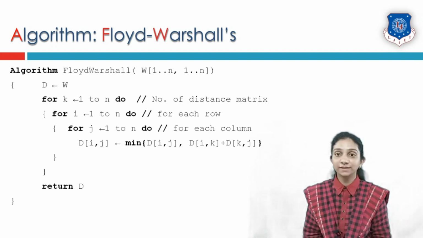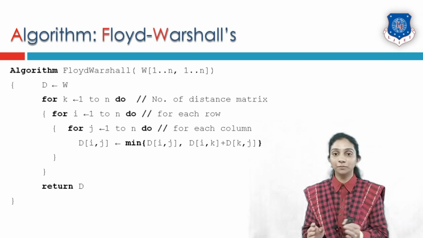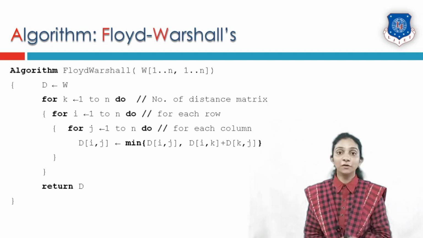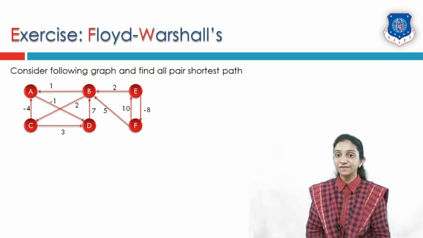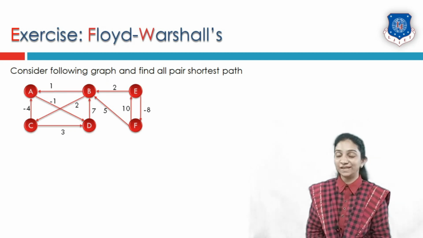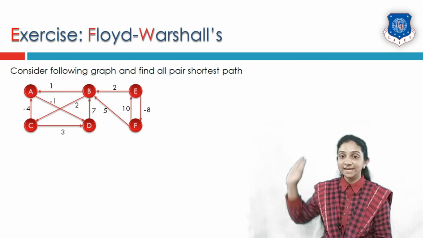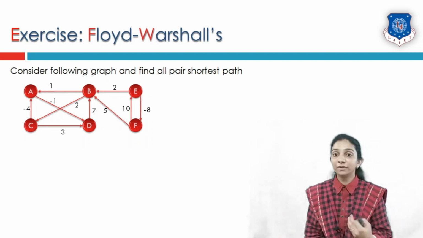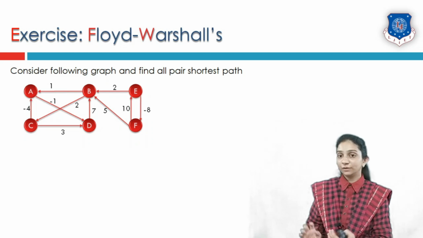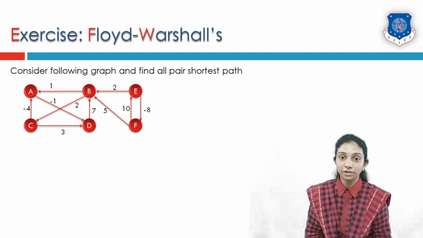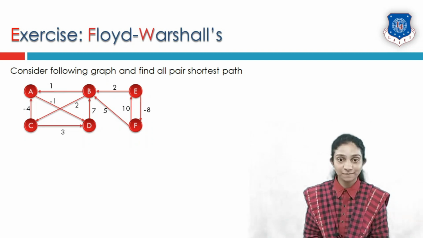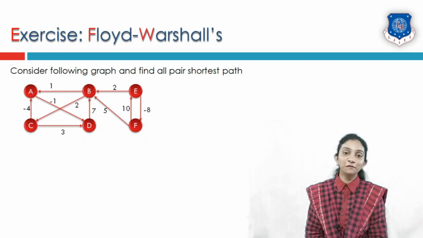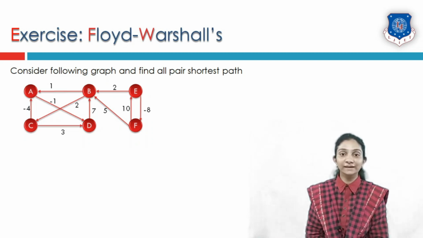I hope you get the algorithm and the method both very clearly. For your more practice, an example is given. In this example, there are 6 vertices A, B, C, D, E and F, and the respective edges are labeled and weighted. So here, using Floyd-Warshall algorithm, you can find all pair shortest path. I hope all of you find its answer clearly and correct.